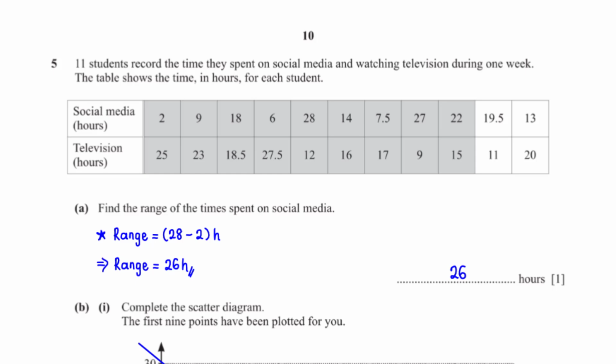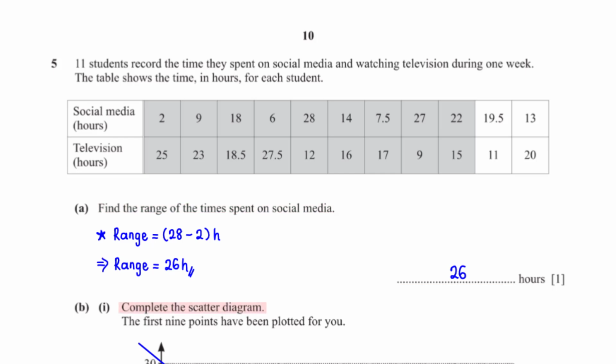11 students record the time they spent on social media and watching television during 1 week. The table shows the time in hours for each student. Find the range of the times spent on social media. The range is simply the highest value minus the lowest value. The highest time spent on social media is 28 hours and the lowest is 2 hours. 28 hours minus 2 hours is 26 hours.